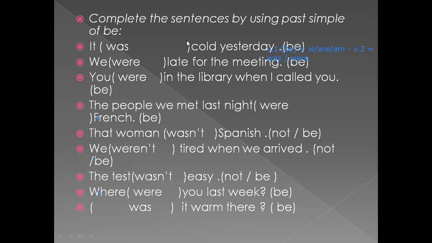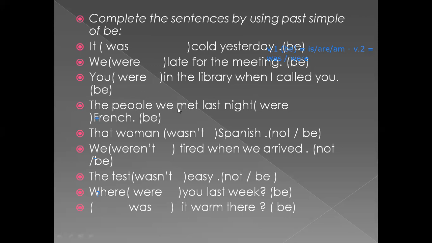So it was called yesterday. Here we chose was because of the subject it, which is a singular subject. The second one, we were late for the meeting. Here we have we, and we is a plural subject, so we used were. Okay. You were in the library when I called you. So you, as we said, is a plural subject, and we should use were with it.